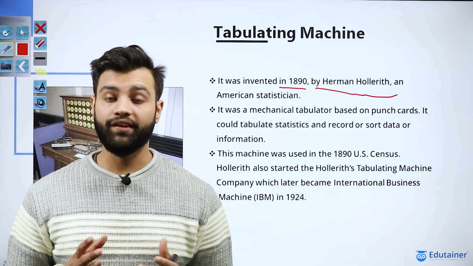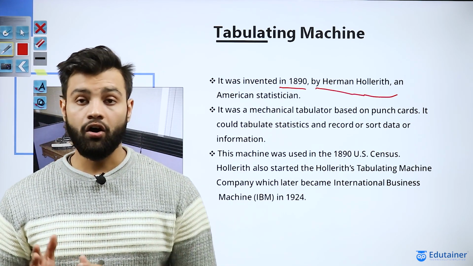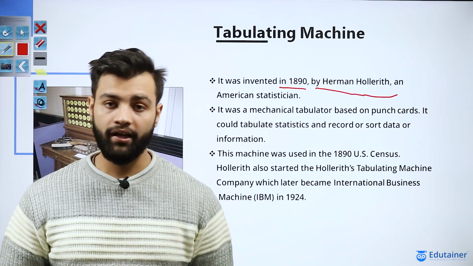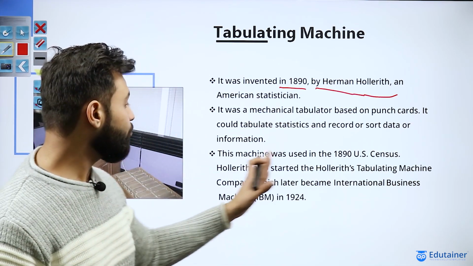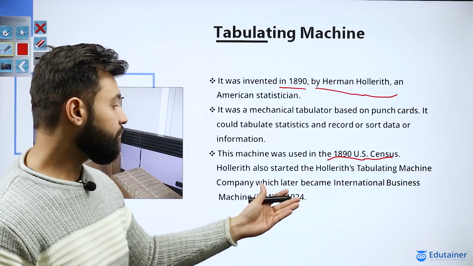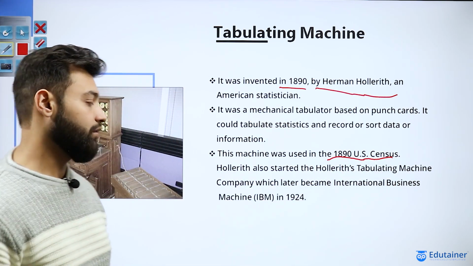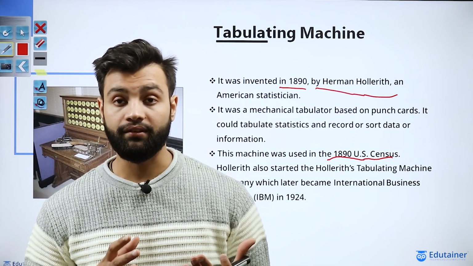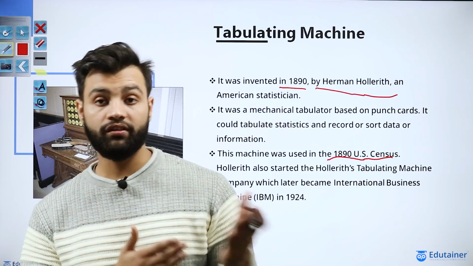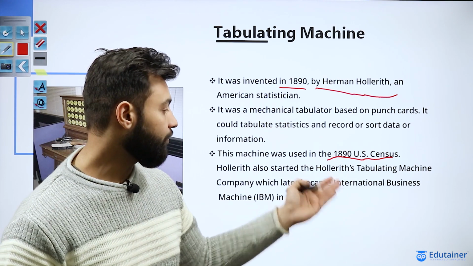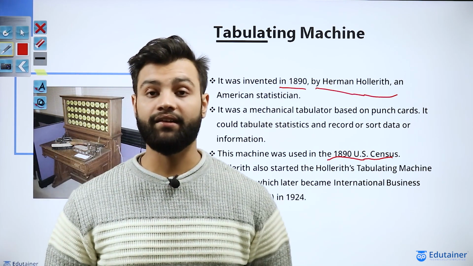So this machine was able to sort the data, or it was able to record or get the stats of a particular area. This machine was used in the 1890 US Census. Hollerith also started his own Hollerith Tabulating Machine company. So this machine was used in the US Census because it was able to sort the data and get the information. And afterwards he started his own company, which became IBM.